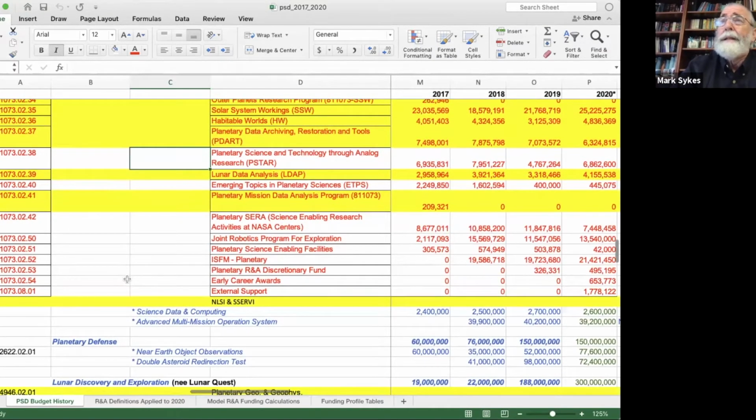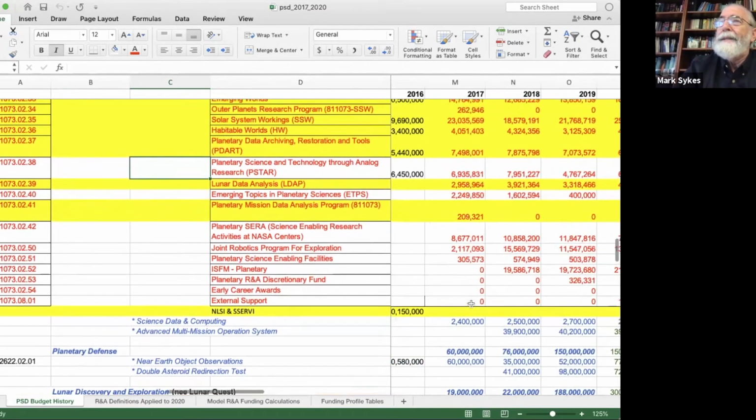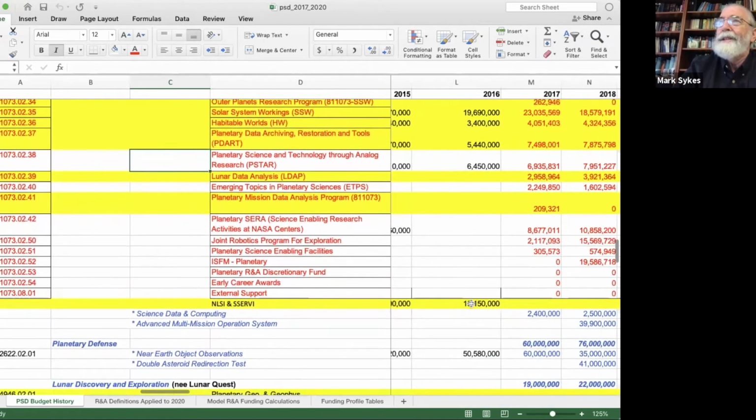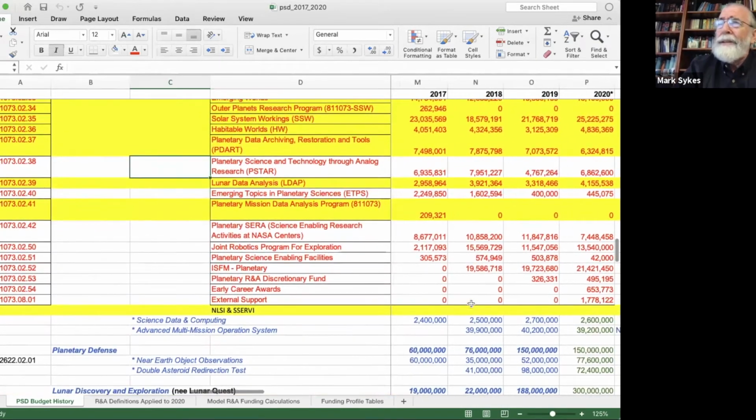Now it's interesting, one thing that I learned while doing this was that here's SSERVI, the former NASA Lunar Science Institute. It's got no budget here. Well, it did previously, $10 million a year in '15 and '16, but that's because SSERVI tasks are distributed among other programs, so it's not grouped together under a single budget line, at least in what's been provided by NASA.